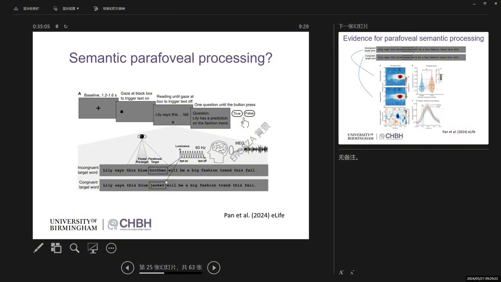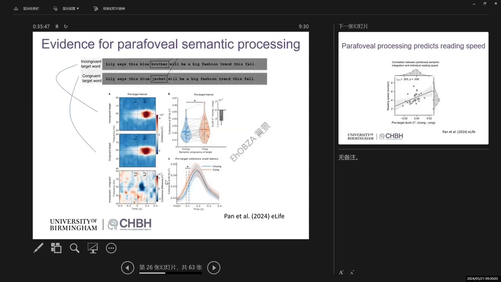And of course, in order to know that this word does not fit into the sentence, you need to process that word at the semantic level, right? So the big question here being that when you fixate on blue and are about to saccade to brother, how does the frequency tagging signal reflect the congruency? And of course, it's the target word here, brother or jacket, that we are flickering, right? So we are really interested in this flickering signal when we are fixating on the pre-target, right? And you see the results here.